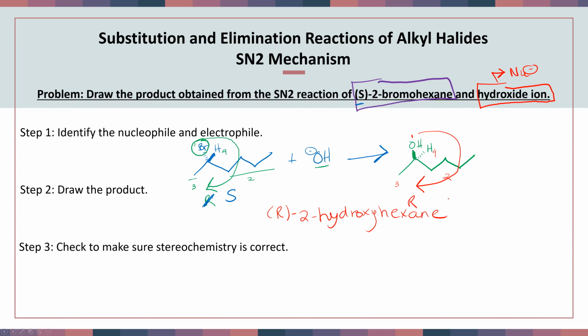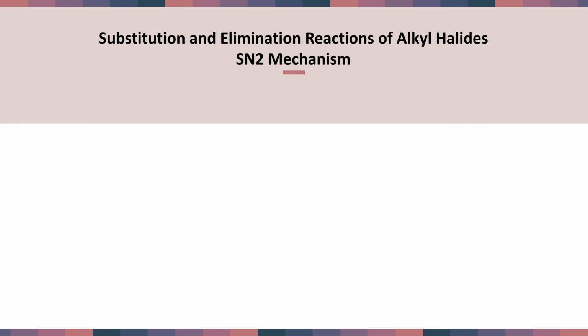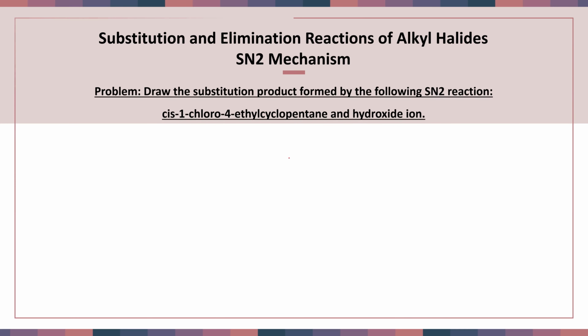All right, let's do one more problem. Draw the substitution product formed by the following SN2 reaction: cis-1-chloro-4-ethylcyclopentane and hydroxide ion. So again, we want to identify the nucleophile and the electrophile. Our nucleophile is hydroxide ion.